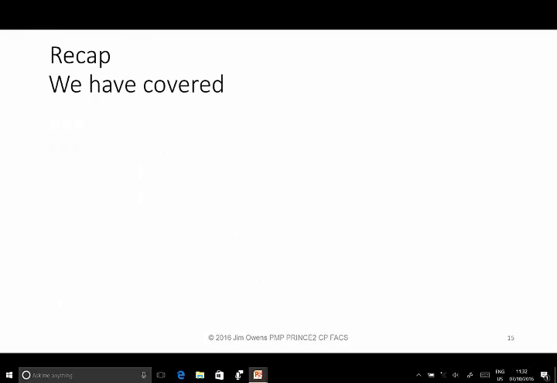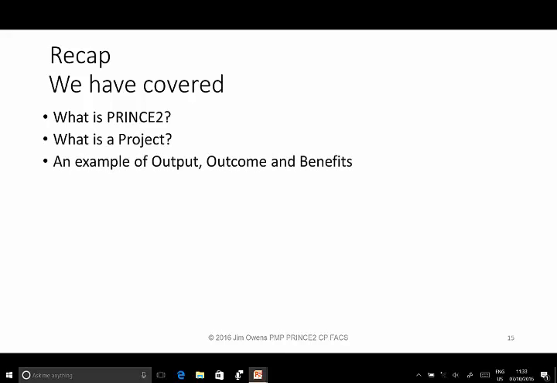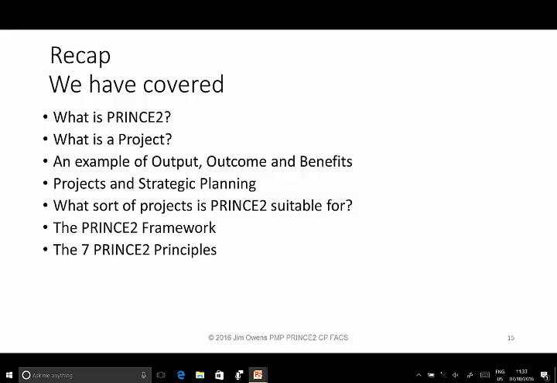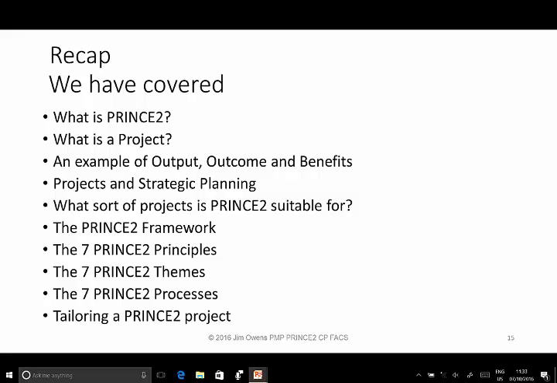In this brief overview we have covered: what is PRINCE2, what is a project, an example of output, outcome and benefits, projects and strategic planning, what sort of projects PRINCE2 is suitable for, the PRINCE2 framework, the 7 PRINCE2 principles, the 7 PRINCE2 themes, the 7 PRINCE2 processes, and tailoring a PRINCE2 project.